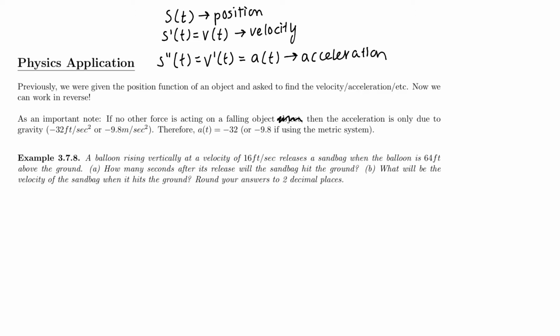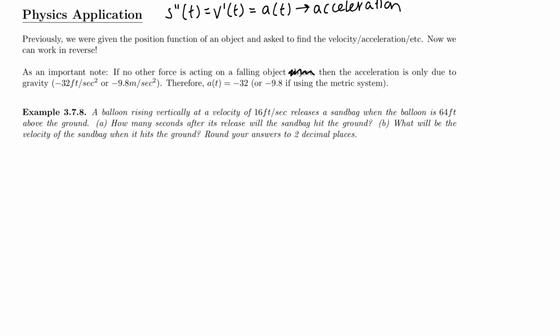But in general, if no other force is acting on a falling object, then the only acceleration they're going to have is negative 32 feet per second squared, which is gravity. So in general, a lot of these problems are set up using one of these two numbers, depending on what your units are in. So let's talk about this.